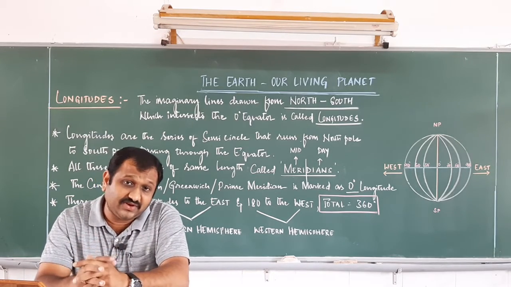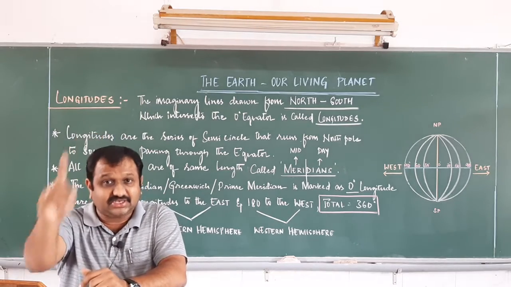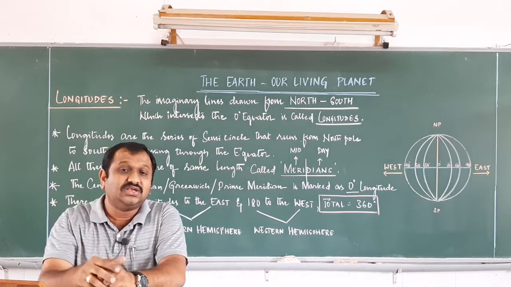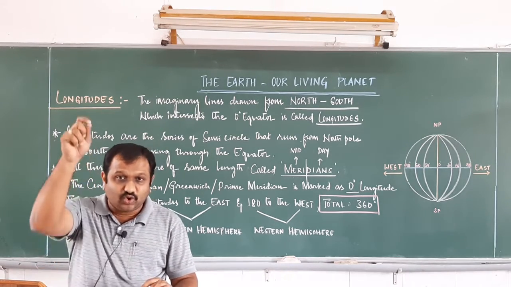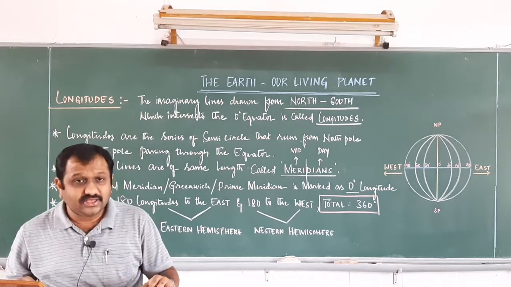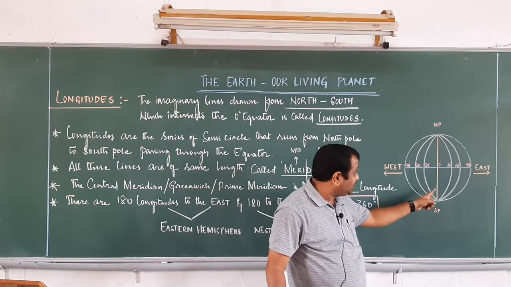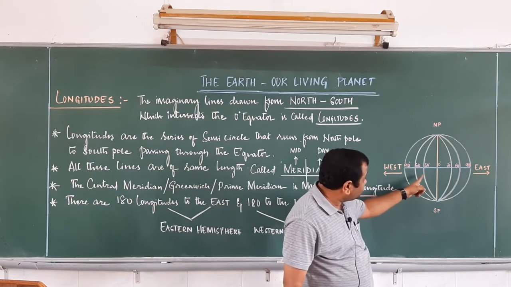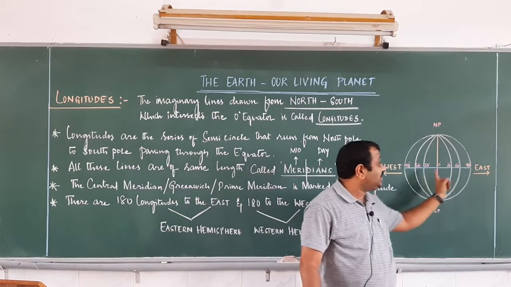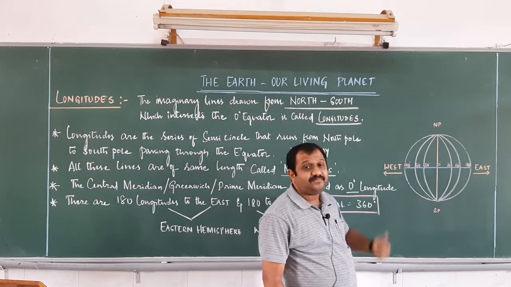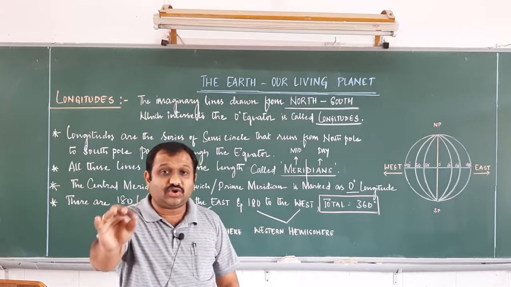So in memory of it, they took that line, passing through Greenwich city itself, as the 0-degree meridian. So the line through London is what we call the 0-degree meridian. This 0-degree meridian that passes through Greenwich in England has 180 longitudes passing to the east and 180 to the west. So there are 360 longitudes on the globe.